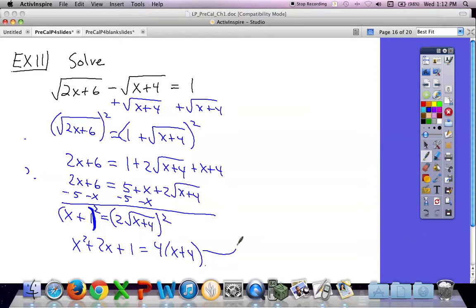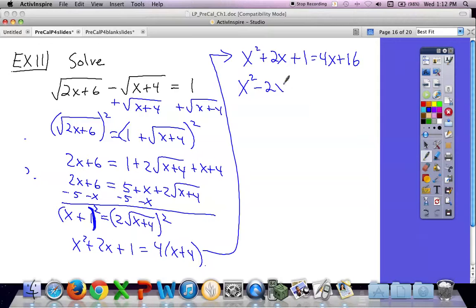So this one is x squared plus 2x plus 1 equals 4x plus 16. We're going to subtract 4x, and we're going to subtract 16 from both sides. So that's a quadratic. It looks like it's a pretty standard factoring problem. What two numbers, their product is negative 15 and their sum is negative 2.